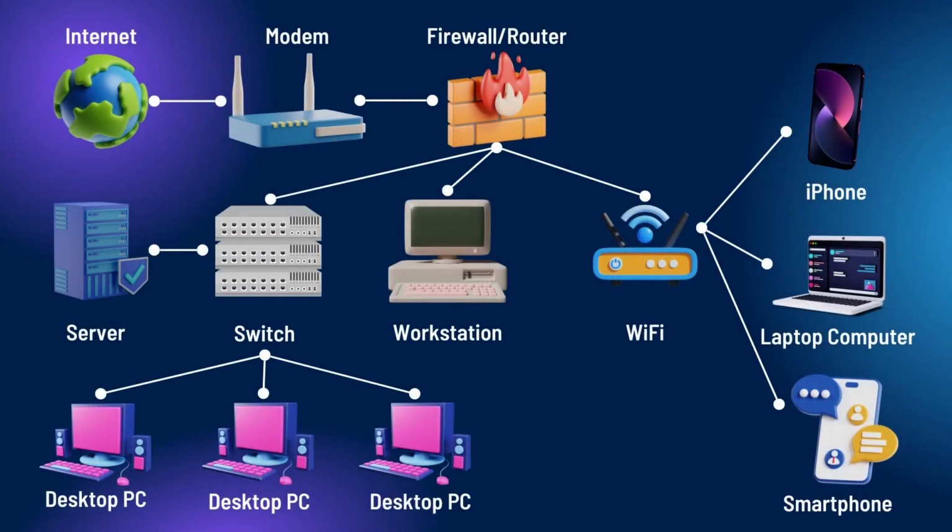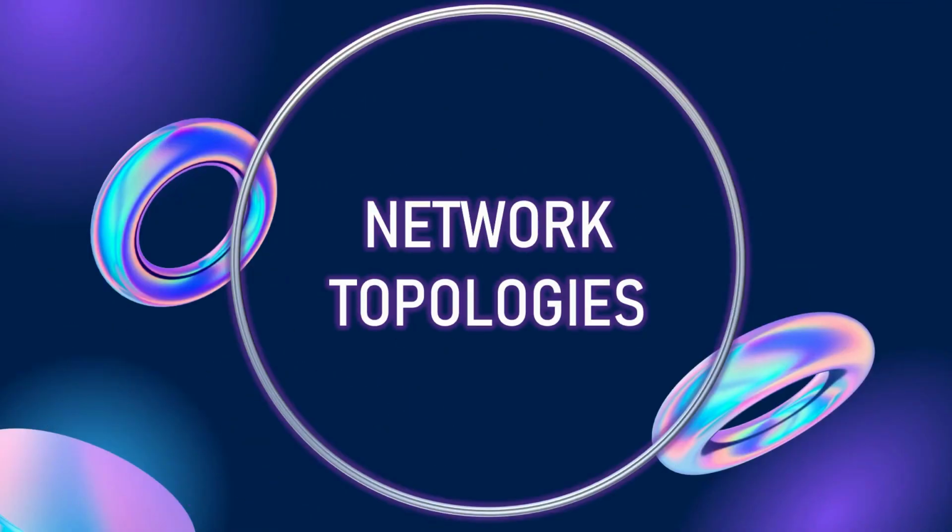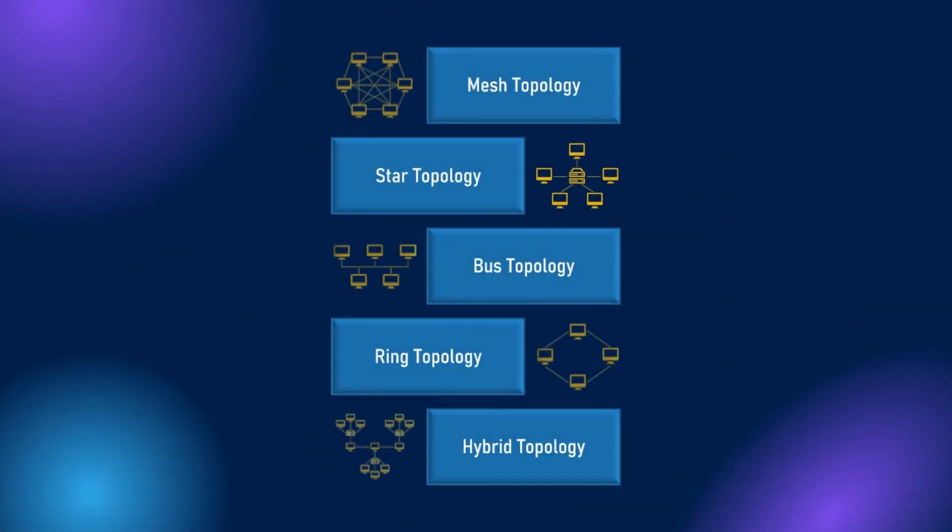Here is a diagram that can help you visualize how components of a computer network collaborate with each other to share resources. Next, we go into network topology. Basically, a network topology is the physical and logical arrangement of nodes and connections in a network. There are a few types of network topology, and one of them is mesh topology.